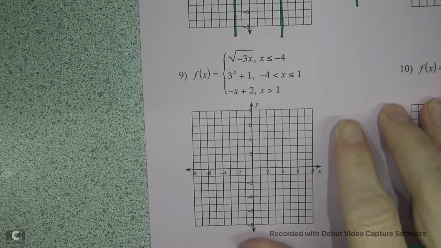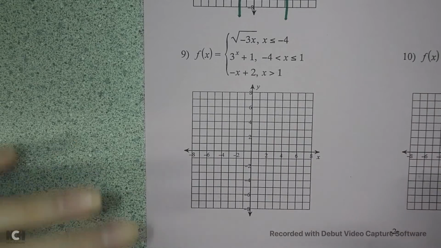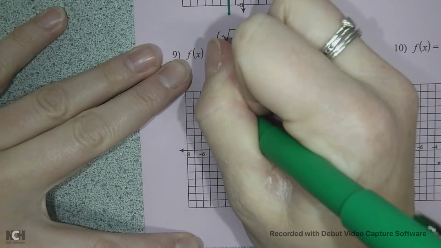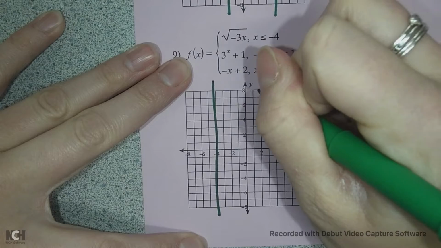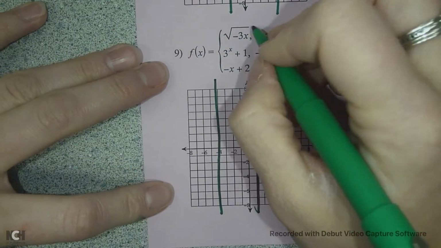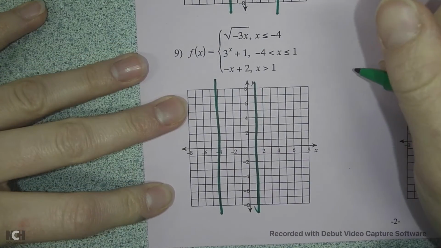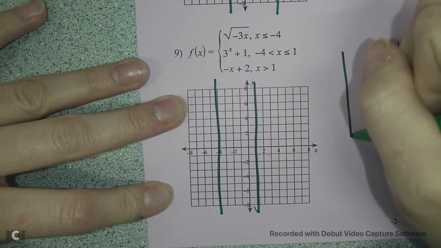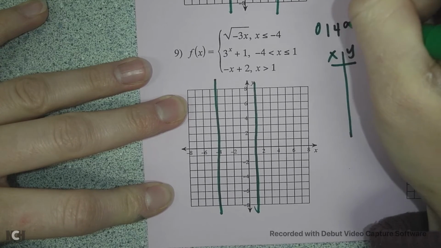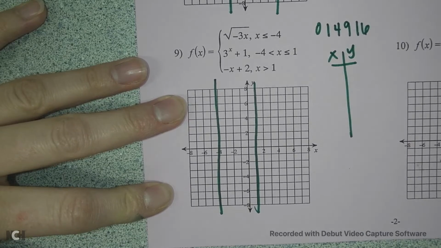Okay, and then the last one. Number 9. So draw our walls at -4 and 1. So -4 and 1. Okay. All right, so square roots. Again, we want to make our pretty numbers. So our pretty numbers with our square roots are 0, 1, 4, 9, and 16.